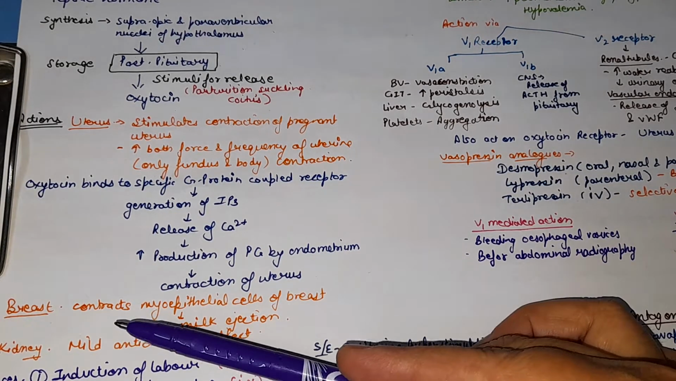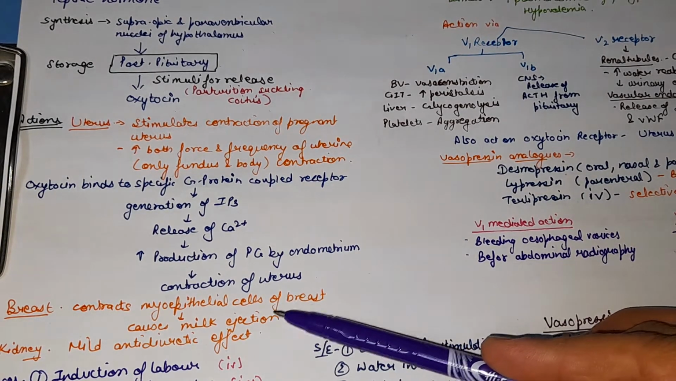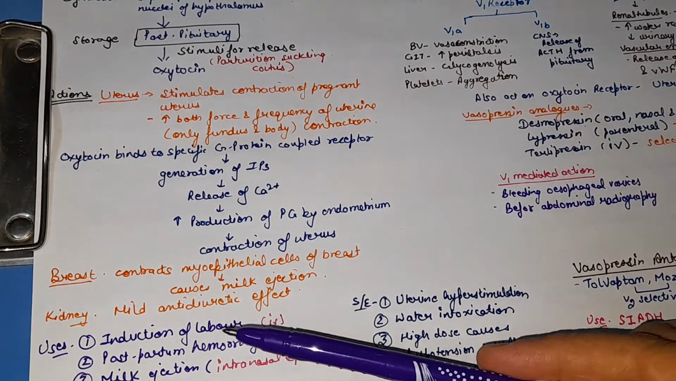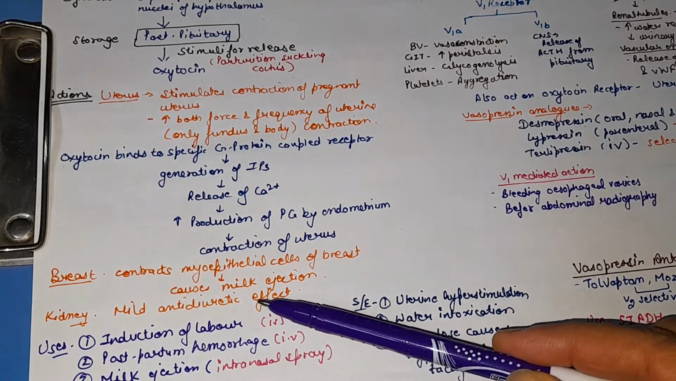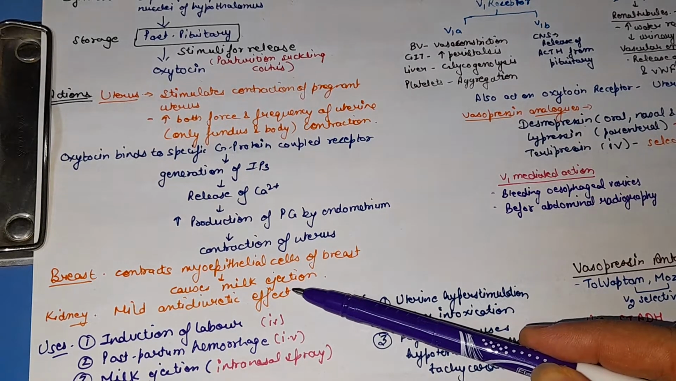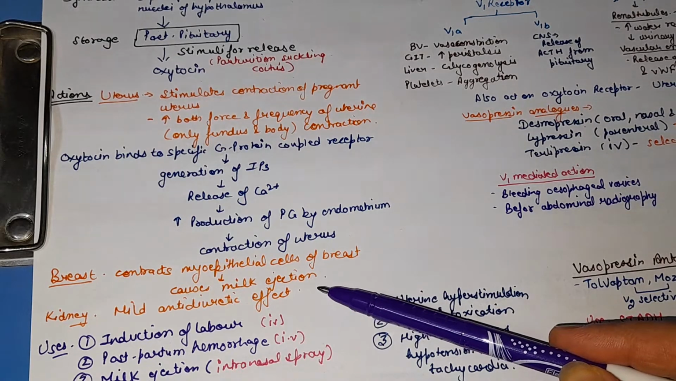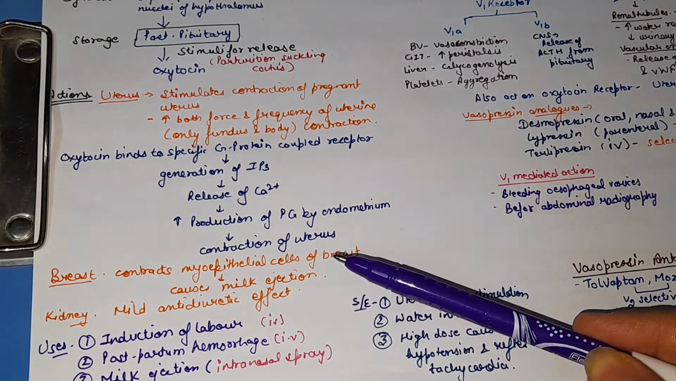Action on breast. It contracts the myoepithelial cells of the breast, which causes milk ejection. On kidney, at high doses, oxytocin acts as an antidiuretic hormone, but it acts as a mild antidiuretic. It decreases urine output, and water intoxication may occur if a large amount of fluid is administered along with oxytocin.